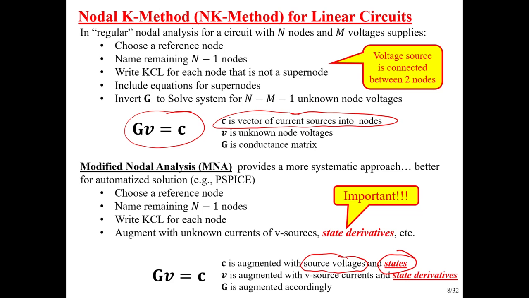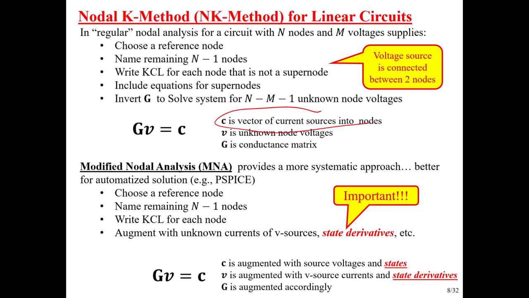Some elements of C will be currents, like before. Some elements of C will be source voltages, and some elements of C will be states. So that means some of those states will be voltages if we've got capacitors, and some of those states will be currents for any inductors in there. So that's how we augment C.